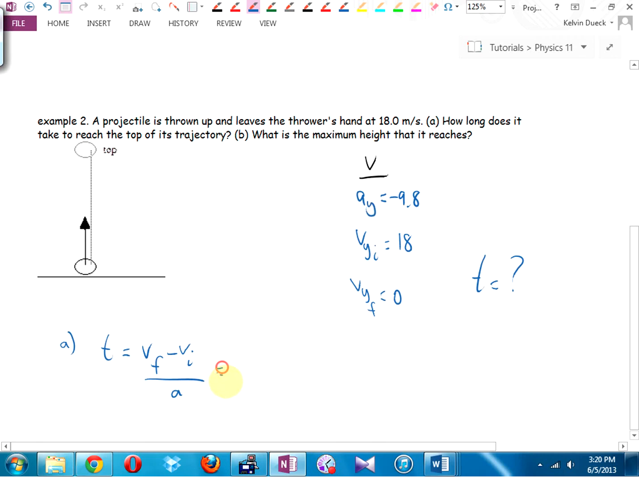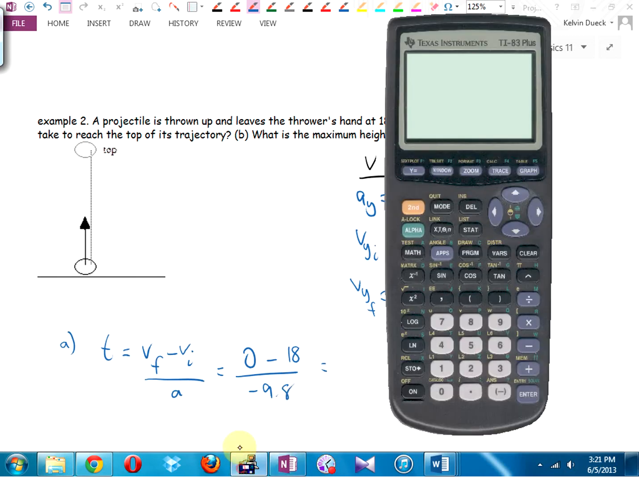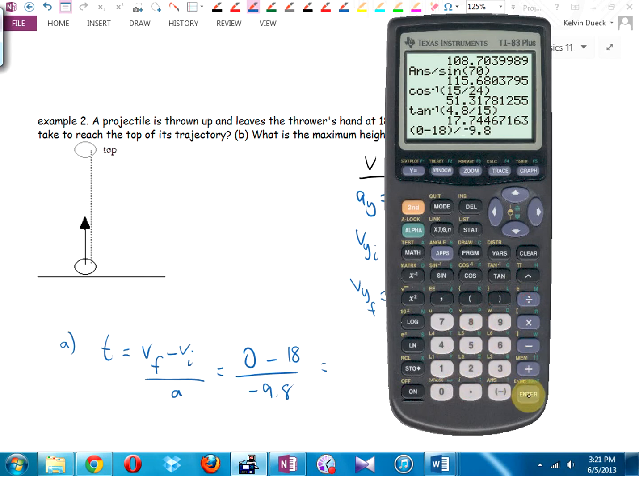Now it's fairly plug and chug. Vf is going to be 0. You understand why it's 0 for a split second at the top, right? Because it does come to a stop for a split second. 0 minus 18 divided by negative 9.8. And then it's calculator. By the way, for time, should I get a positive answer or a negative answer? Positive. It should be. 1.83 seconds. 1.84 seconds, Mr. Dueck.